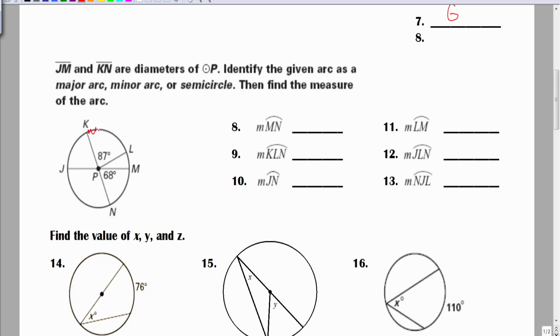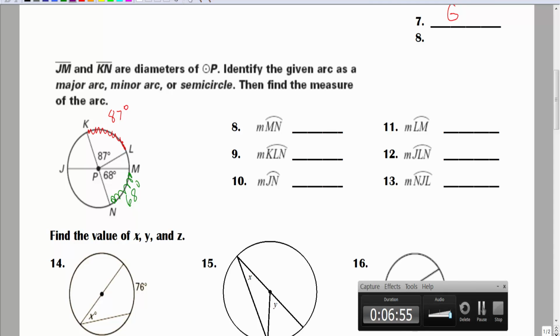So if this is 87 degrees, what's this measure? Correct if you said 87. This one is 68. What's this measure then? 68. So you have to identify a central angle compared to an inscribed angle and the difference. This is called a diameter, as you read in this question. A diameter cuts a circle in perfect halves. So this is 180 right here.